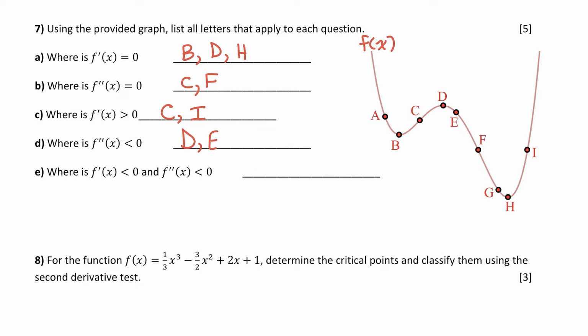Part E says, when is the first derivative negative and the second derivative negative? That means we're looking for a part of the function that is decreasing and concave down. Decreasing and concave down, the only point that meets that criteria would be point E.